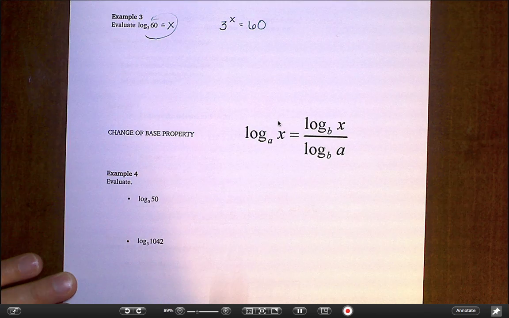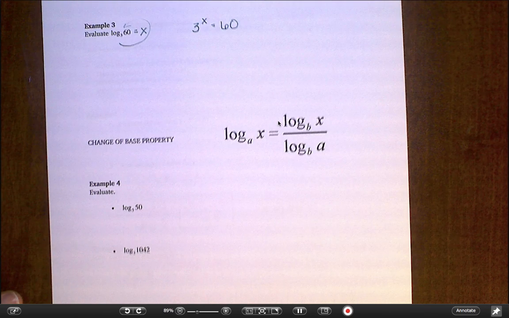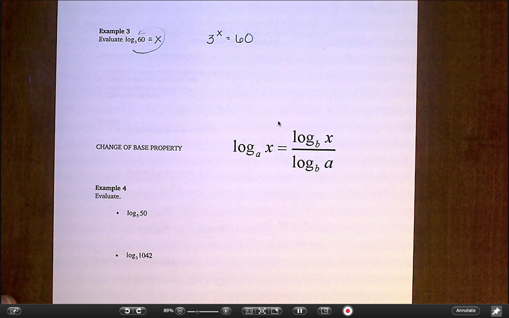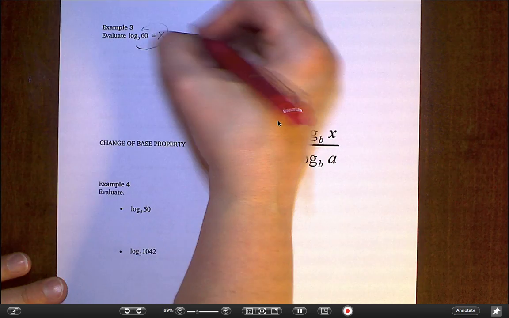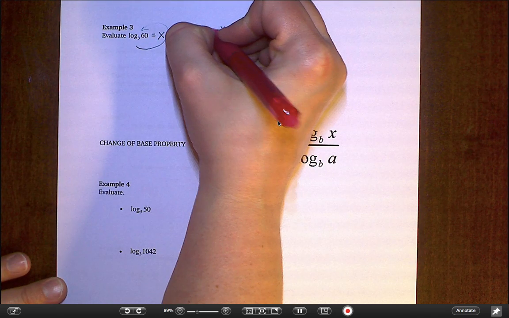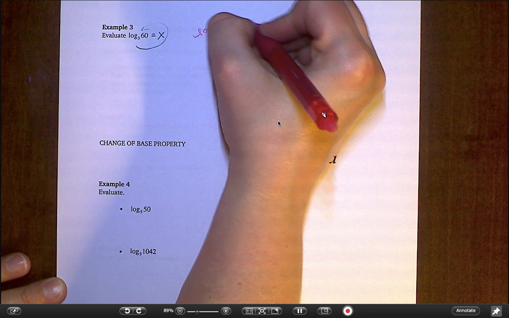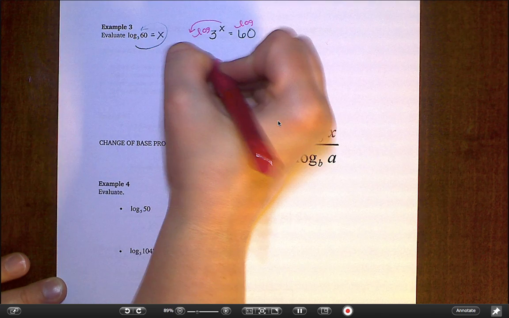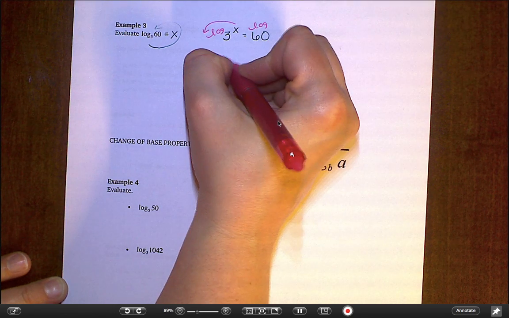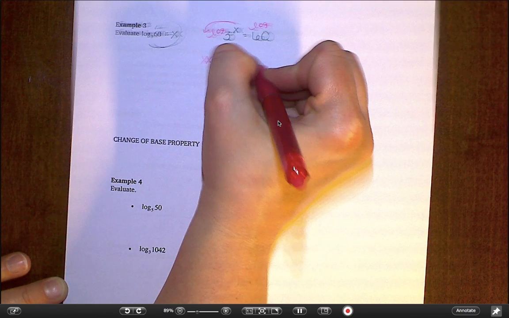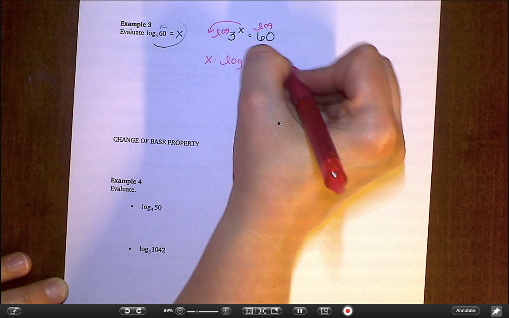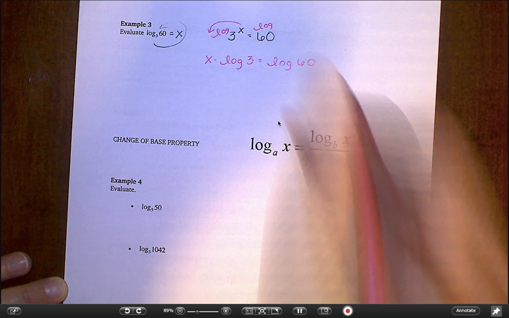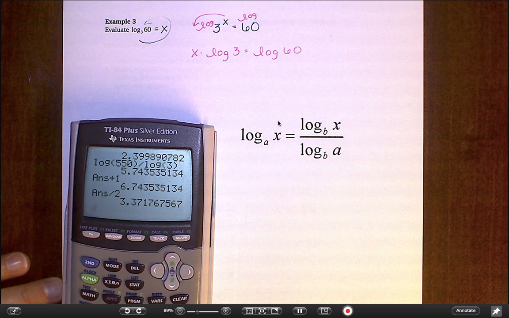Okay. Well, we know how to solve this, right? This is what we did on the last page. We know exactly how to solve this thing. We're going to take a common log on each side. We're going to move this x down in front. So we get x times log 3 equals log 60. Then we're going to divide by log 3 on each side. So log 60 divided by log 3.